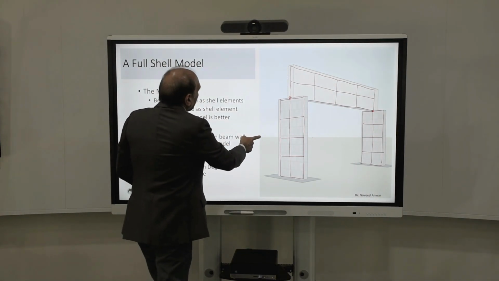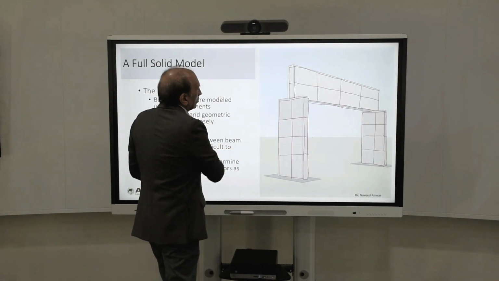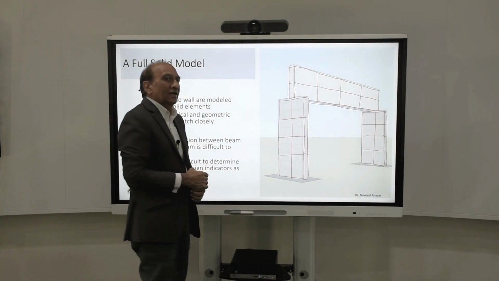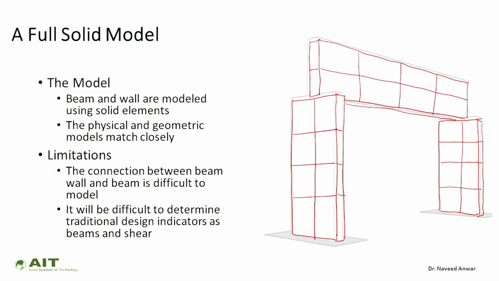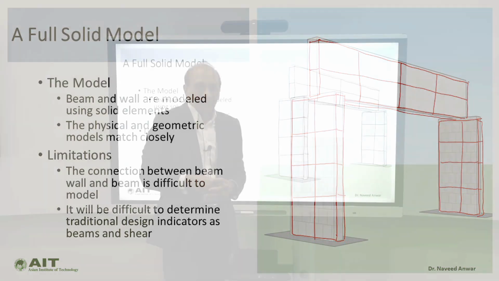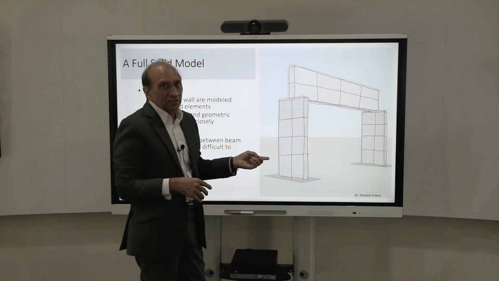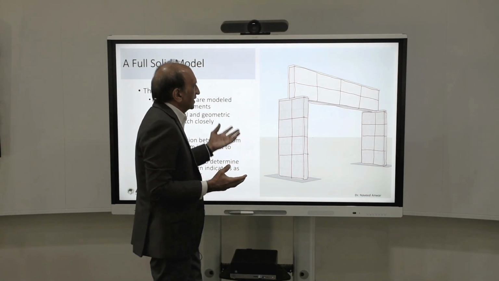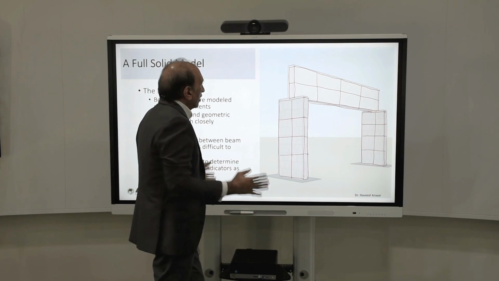So to solve that and to solve other problems, we could say that, okay, I'm going to model everything as a solid element. In fact, mechanical engineers normally always model their structures as solids, because they physically correctly represent everything. But in civil engineering, in structural engineering, we normally make a lot of assumptions and simplify the structures. So now we have a solid model.